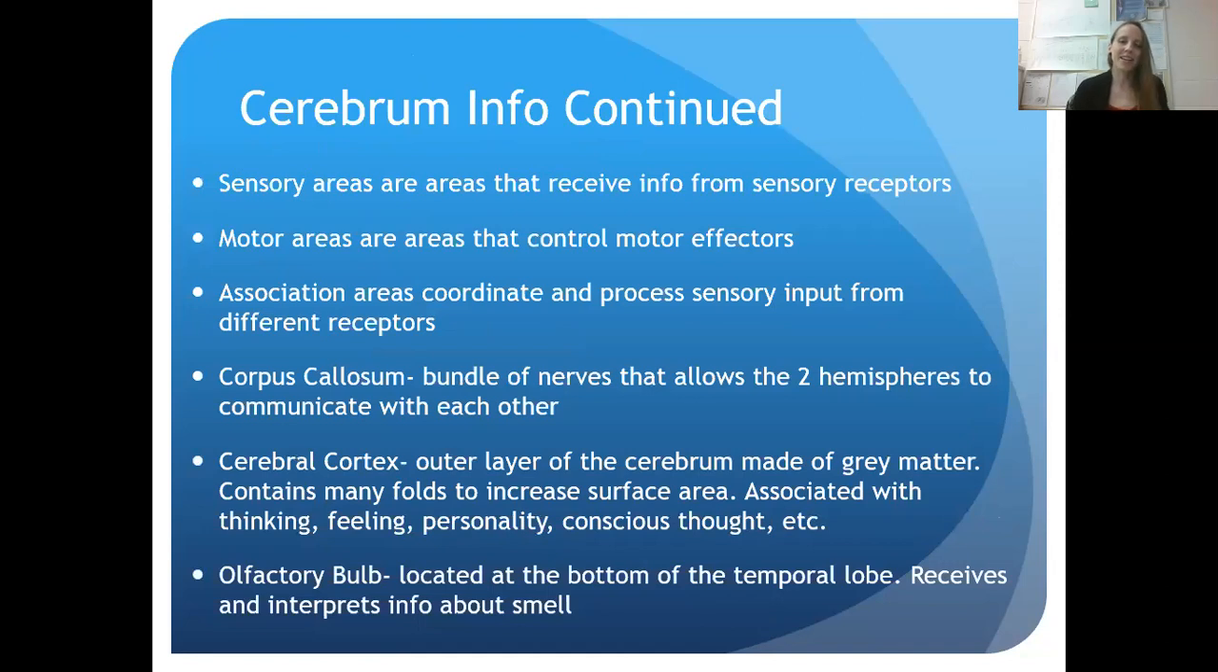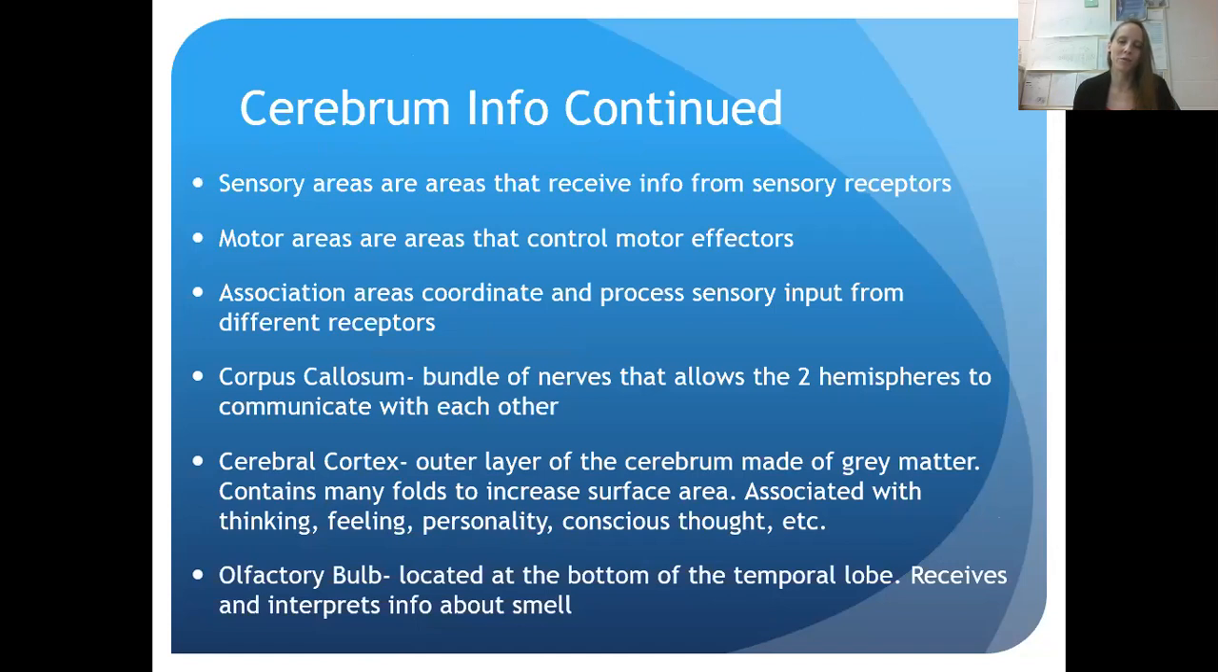The sensory areas of the cerebrum receive information from your sensory receptors, and then the motor areas control the motor effectors, and then the association areas just kind of coordinate the processing of all of this different information. You also have something called the corpus callosum, which is a bundle of nerves that connects the right and left hemispheres. It allows them to communicate with each other.